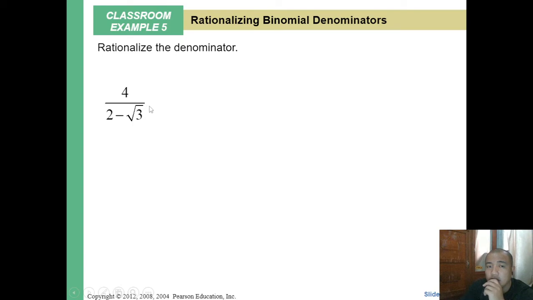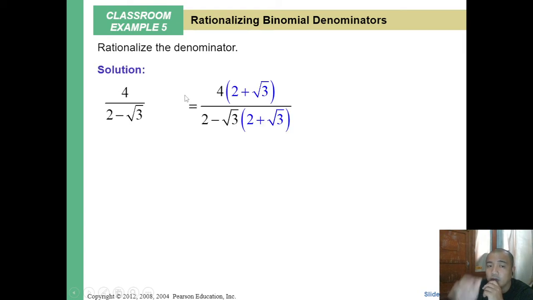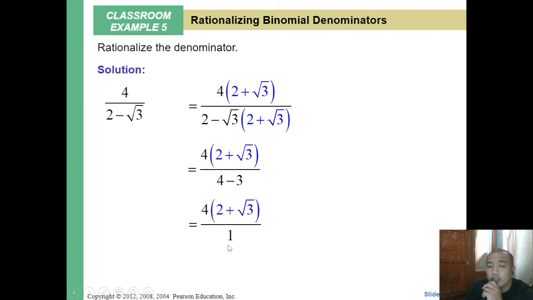What's the conjugate? Since there is a radical in the denominator, and it is a binomial, you must multiply it by its conjugate, which is 2 plus square root of 3. So 4 times 2 plus square root of 3, over 2 minus square root of 3 times 2 plus square root of 3. By the distributive property, 8 plus 4 square root of 3. The shortcut is to square 2, which is 4, and square the square root of 3, which is 3, and subtract. So 1. So the answer is 4 times the quantity 2 plus square root of 3, or by the distributive property of multiplication, 8 plus 4 square root of 3.